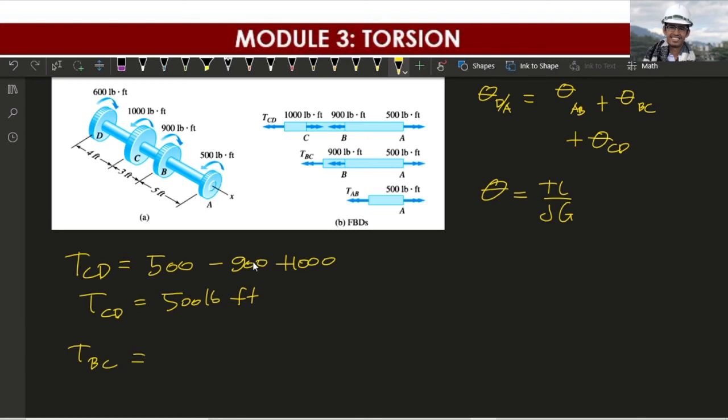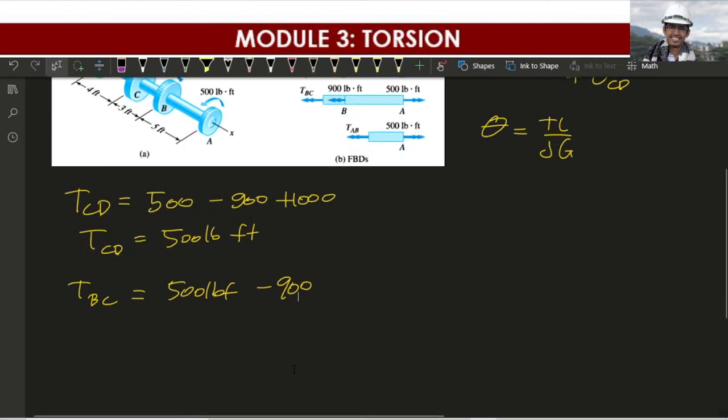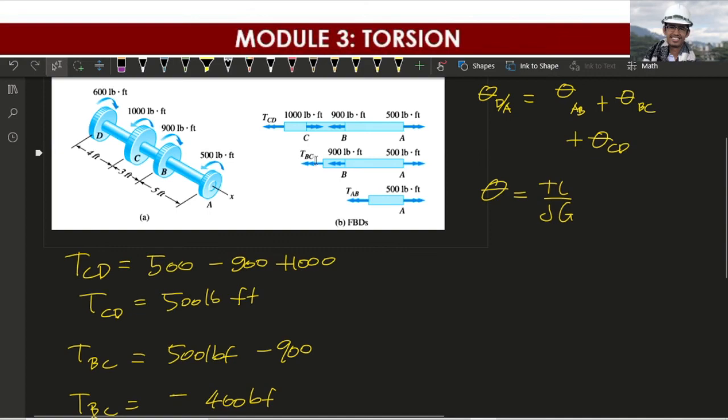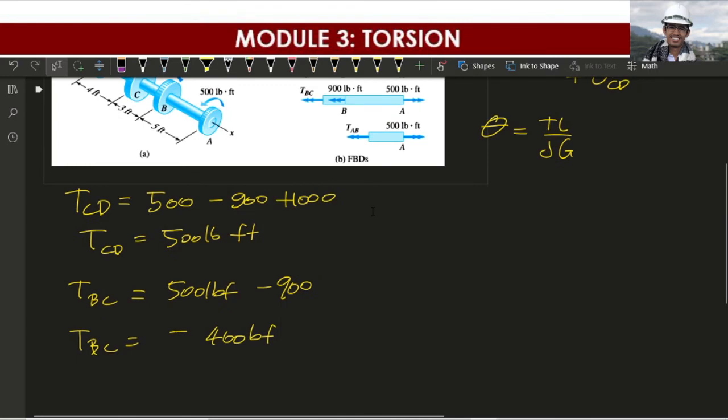Okay. And for the segment BC, so for the torque at BC, so i-section na lang ulit natin yan. So yung matitira for segment BC is yung ating 500 pound-feet, minus yung ating 900. Therefore, our segment BC is equal to negative 400 pound-feet. So yung negative indicates that yung ating segment BC is opposite siya doon sa kanyang direction na na-assume. Okay, so that will be for torque BC.